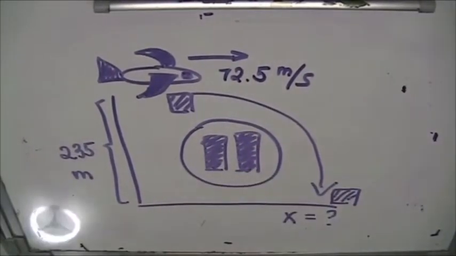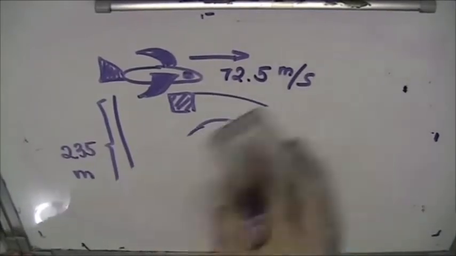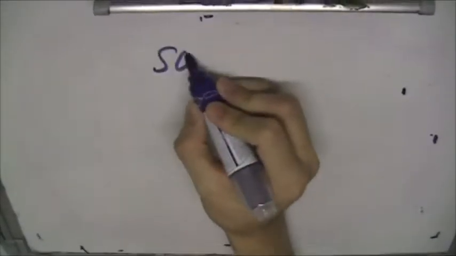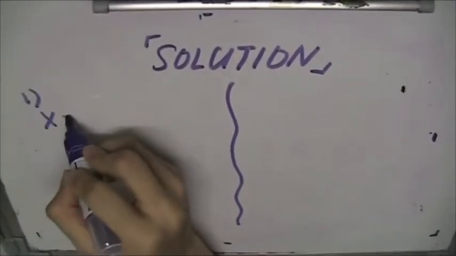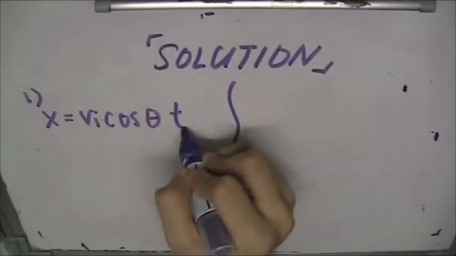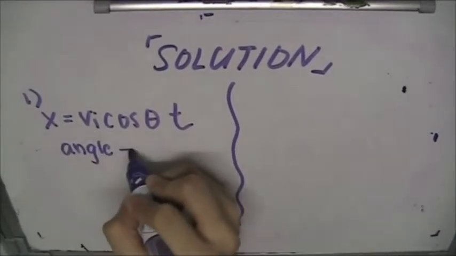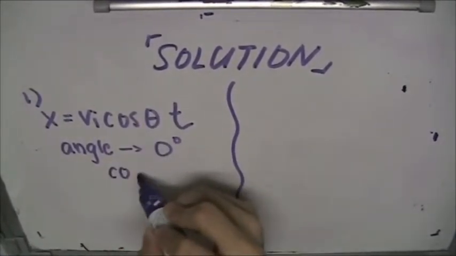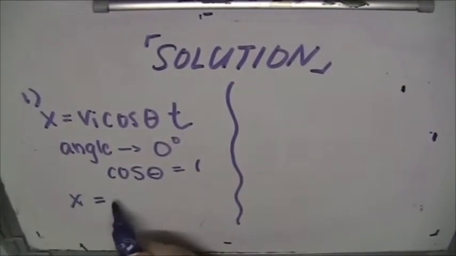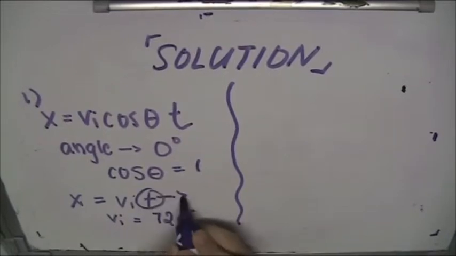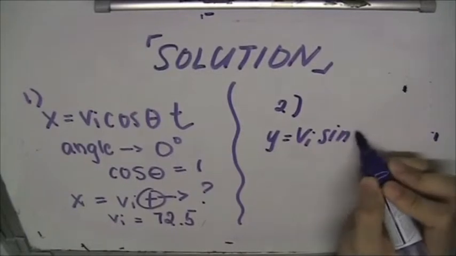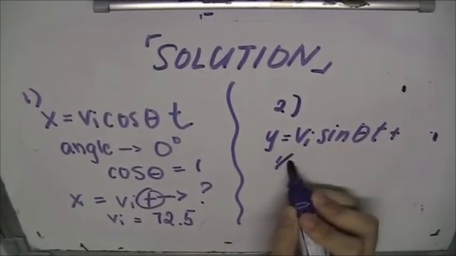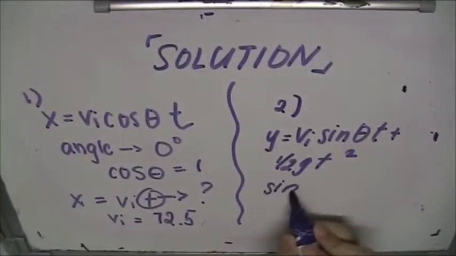Now, you can pause the video first if you want to solve it or not, but we're gonna show the solution anyway. Now, for the solution of the problem, we're going to use two formulas. The first formula is x equals vi cos theta t. Since the angle is 0 degrees, cos theta is now equal to 1, which leaves us to the formula of Vit, and Vi is 72.5 and t is missing. Now to get t, we're going to use the other formula, which is y equals vi sine theta t plus 1/2 gt squared.